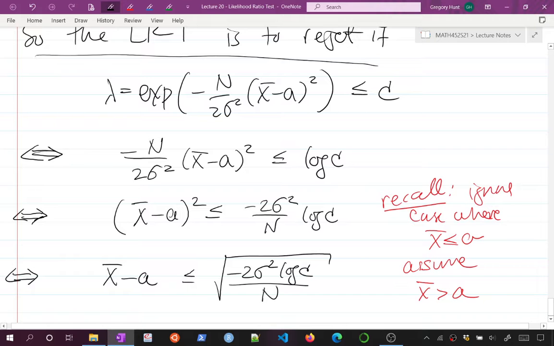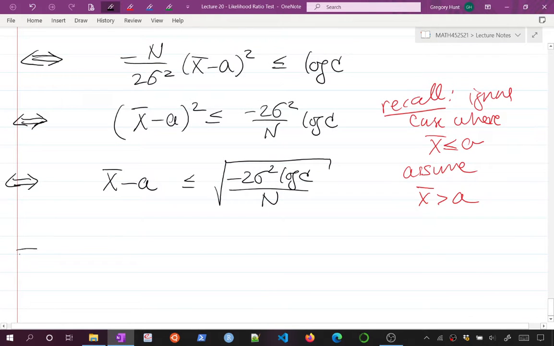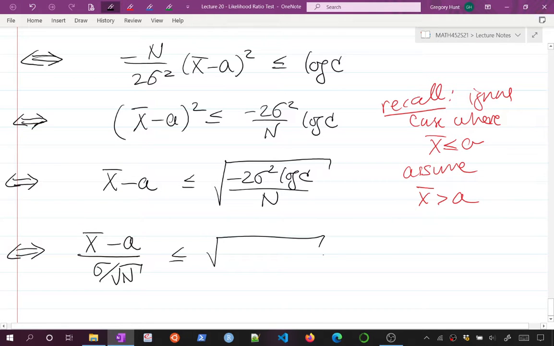And I could keep playing this game one more step. X bar minus a over, and let's divide by sigma over root n, just for fun. If I divide by sigma over root n, presumably I should just get negative 2 log C on the right-hand side, right?